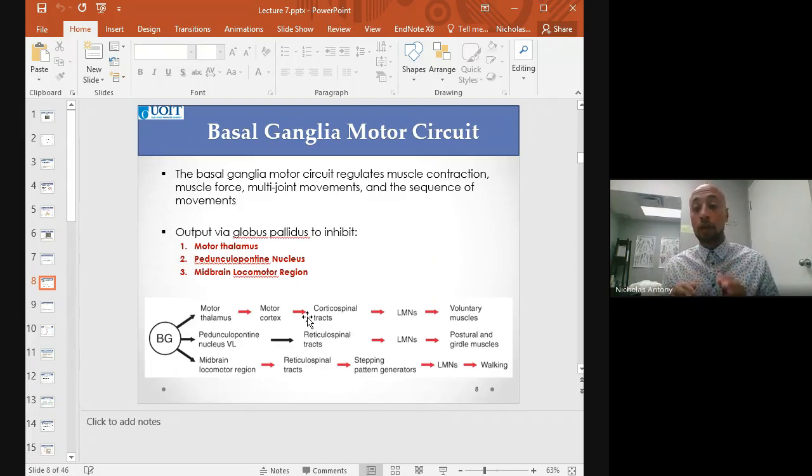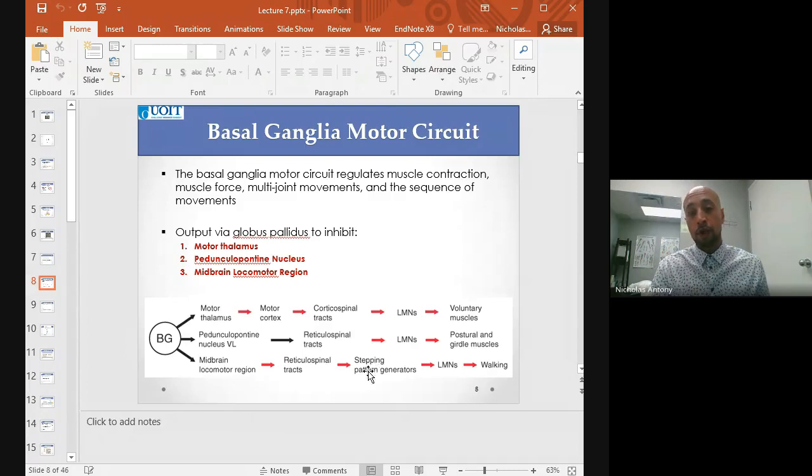Now, the output, so the areas where it will output or inhibit or change upper motor neurons, are listed right here. The area is the globus pallidus, and it has three main areas that it inhibits. The motor thalamus. Remember, the thalamus is the relay center, so it has an effect on the motor cortex through the motor thalamus. It inhibits the PPN, or the pedunculopontine nucleus, and that is going to the reticulospinal tract, which is for core and posture muscles. So voluntary control, core and posture, and then the midbrain locomotor region is the third output of the globus pallidus.